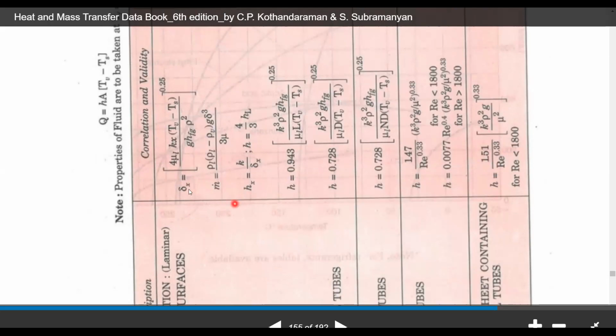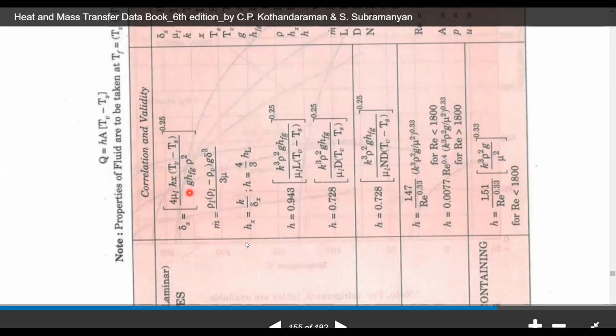So if you substitute the delta X in this equation, and after simplification, you'll get the value of HL, and after substituting the value of HL in this formula, you'll get H equals to this complete formula. After substitution you will get the same formula, but here he has not asked to calculate the delta X, that is thickness. Directly he has asked to calculate the rate of heat transfer, for which we need the value of H, that is average heat transfer coefficient. So directly you can use this equation.